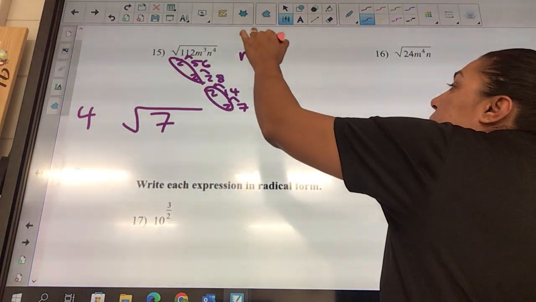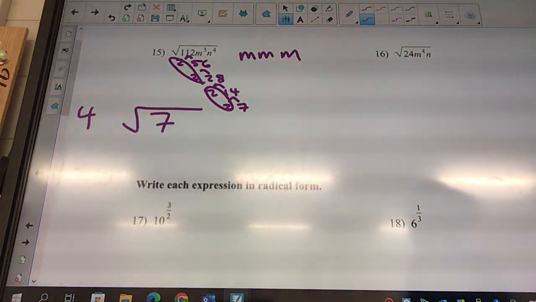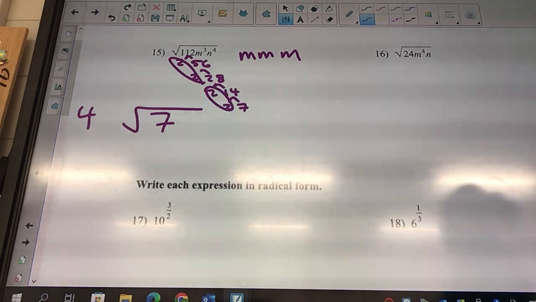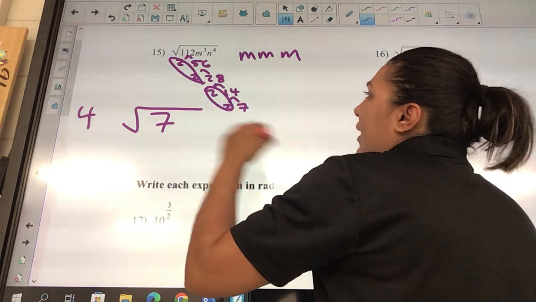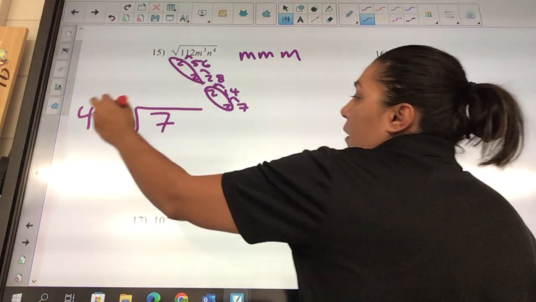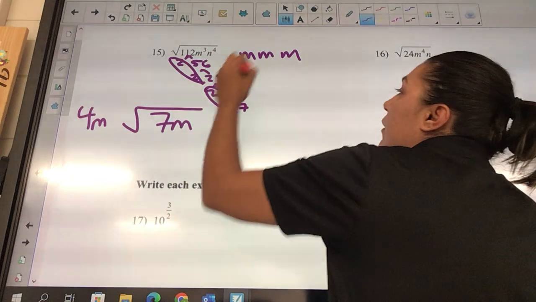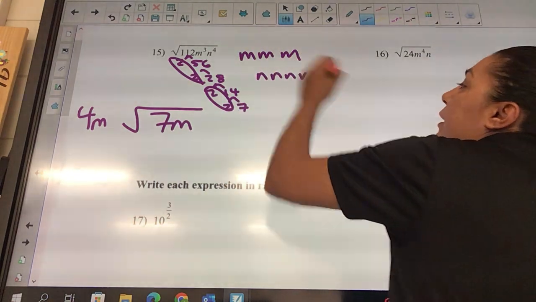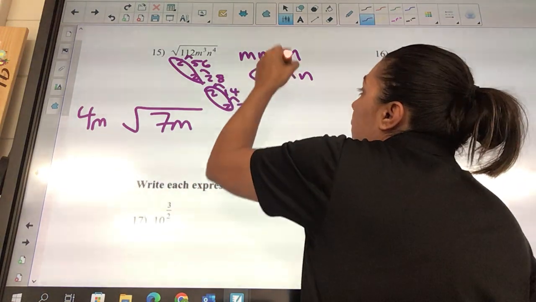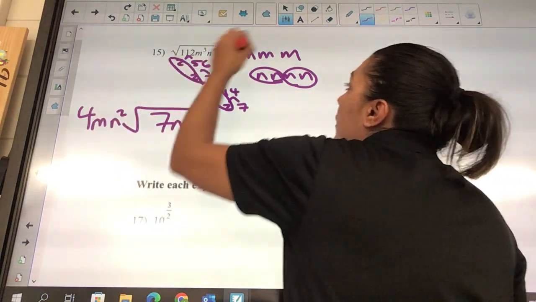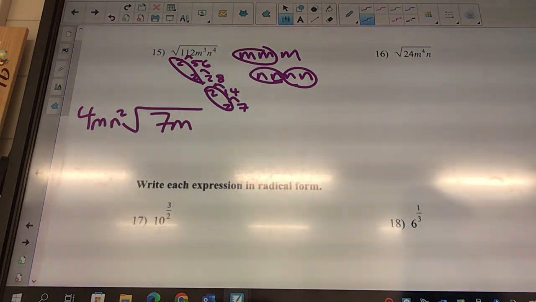And then I got 3 m's. So 1 m and then an m on the outside. Yeah, that's what I'm saying. 1 m outside and then an m. And then I got 4 n's. And then 2 groups of n's can go. So what's that going to look like on the outside? n squared, and 2. That's what I was saying.